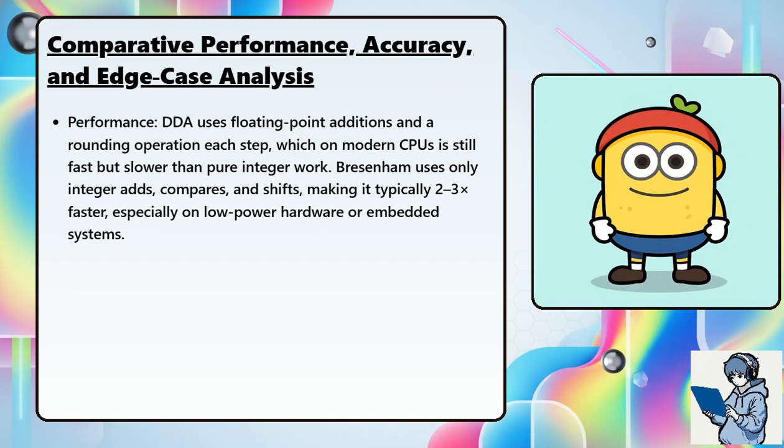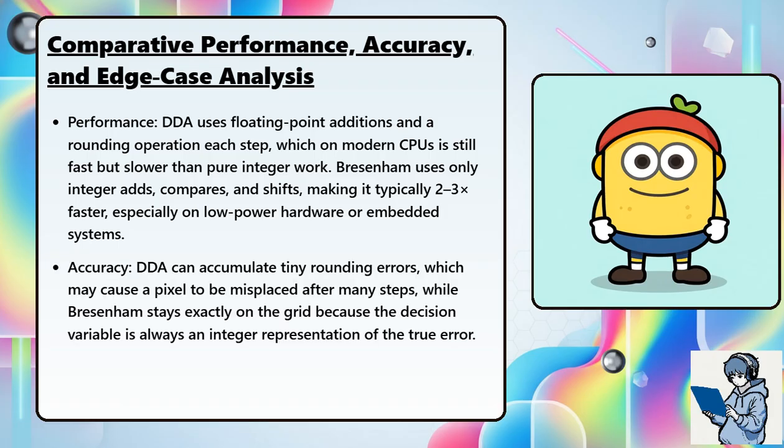Performance: DDA uses floating point additions and a rounding operation each step, which on modern CPUs is still fast but slower than pure integer work. Bresenham uses only integer adds, compares, and shifts, making it typically 2 to 3 times faster, especially on low-power hardware or embedded systems. Accuracy: DDA can accumulate tiny rounding errors, which may cause a pixel to be misplaced after many steps, while Bresenham stays exactly on the grid, because the decision variable is always an integer representation of the true error.